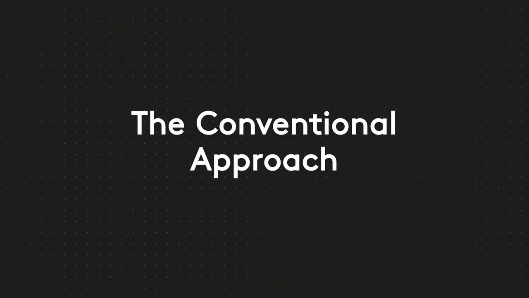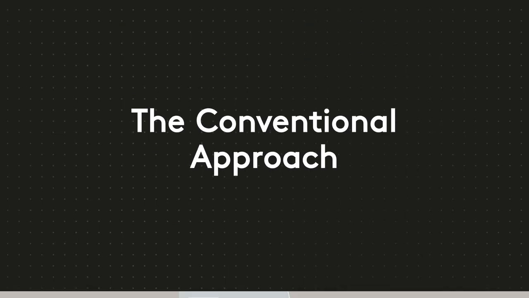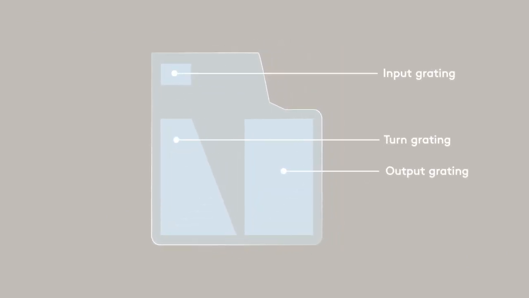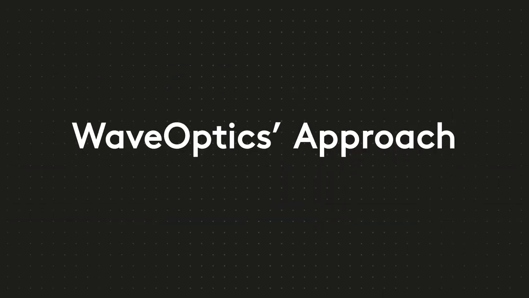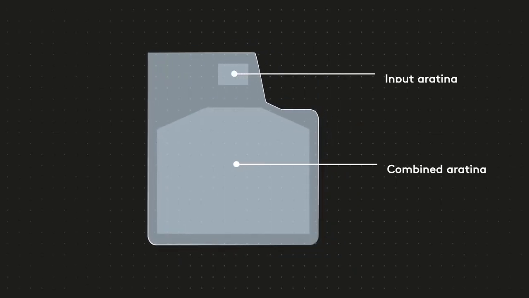The following animation shows the basic principles of how waveguides work. Conventional diffractive waveguides have three distinct regions of linear diffraction gratings. The WaveOptics waveguides, on the other hand, have just two distinct diffraction regions.